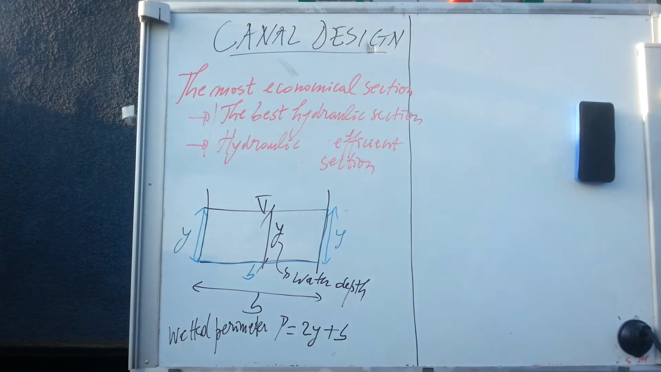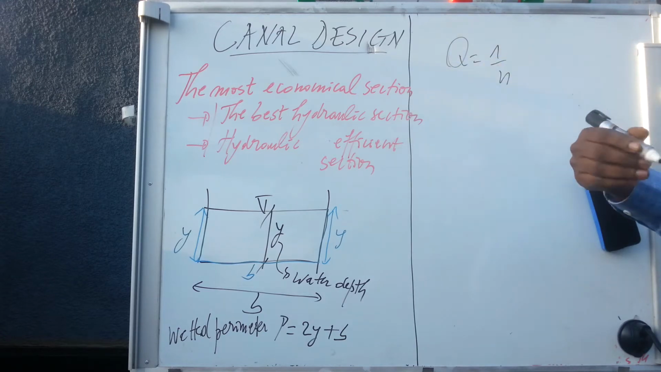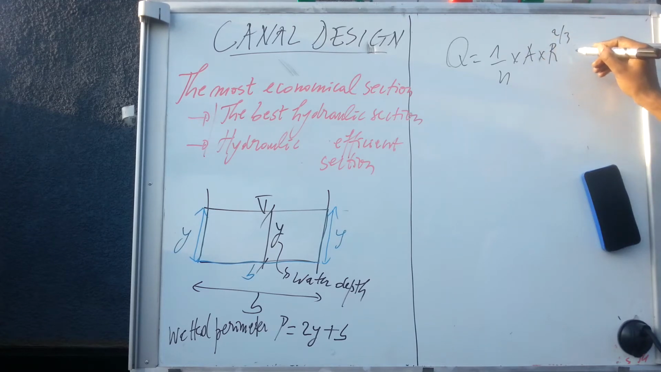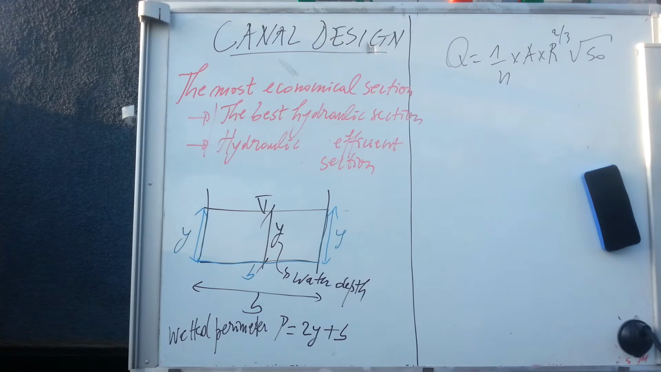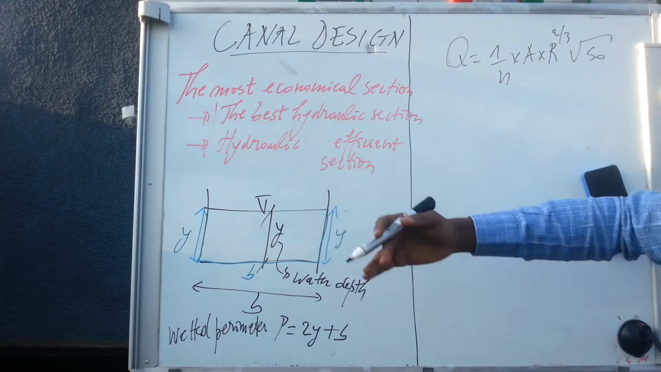This parameter plays an important role when we are designing a canal, mainly when we want to get the most economical section. Remember that when we use Manning to calculate the discharge, the flow rate is 1 over n times the cross section times R, the hydraulic radius, times the slope of the channel. The roughness depends on the material which constructs our channel. If it is concrete, it has a given value. If it is an unlined channel, it has a different roughness. Brick masonry or stone masonry have different roughness. That depends on the type of material lining the channel.